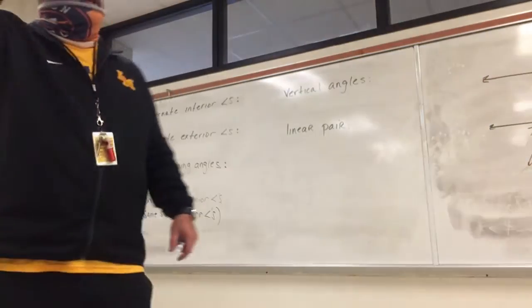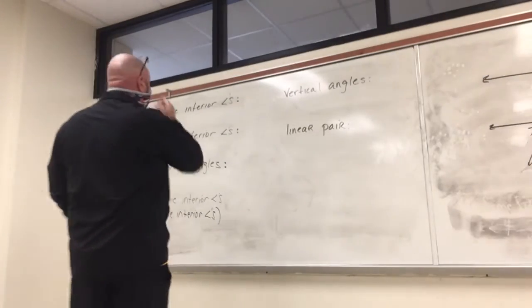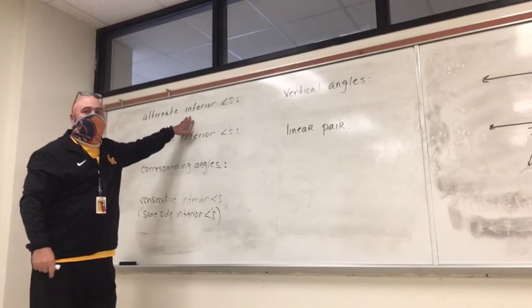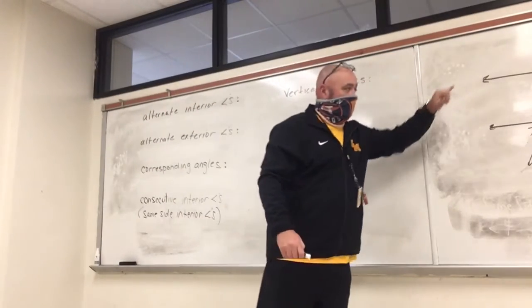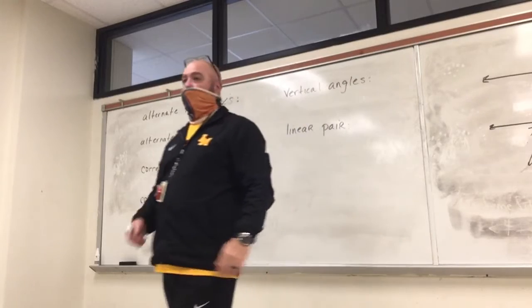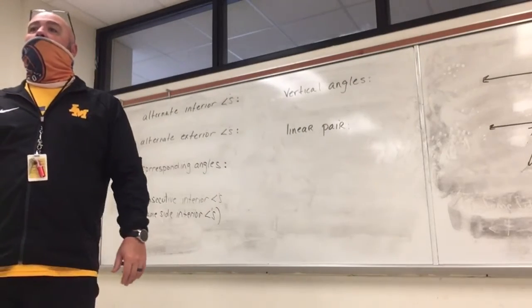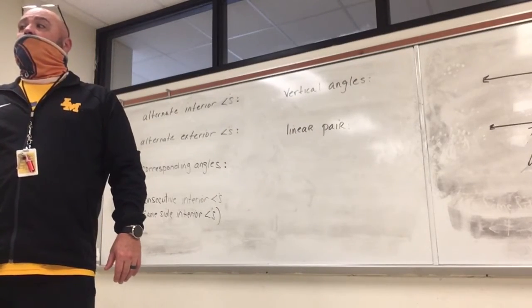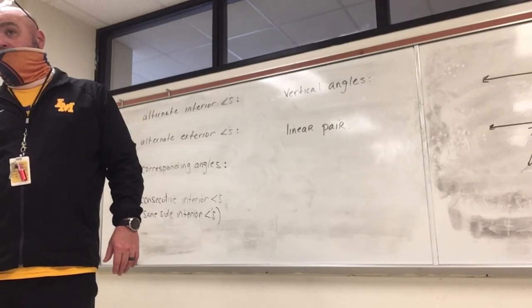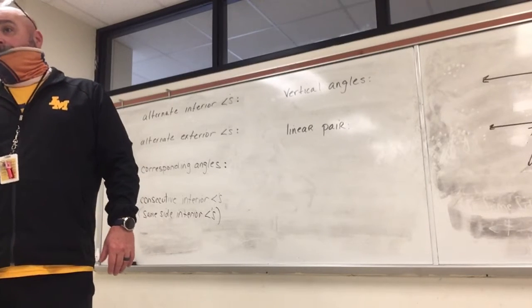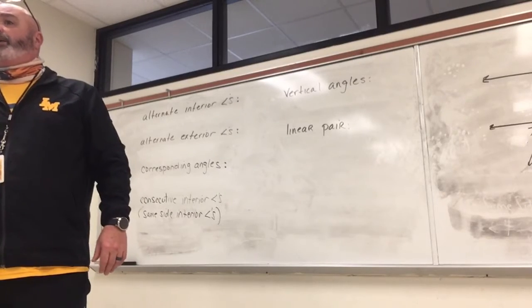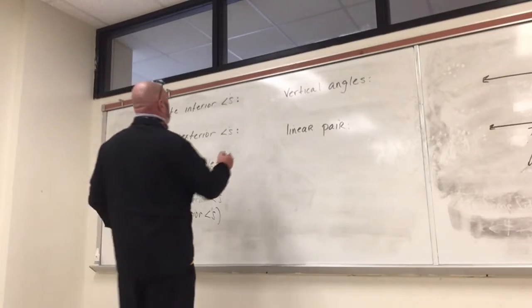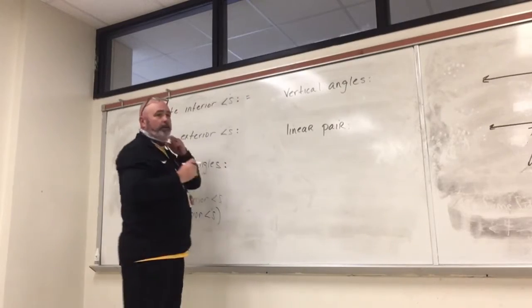All right, so we talked about alternate interior angles yesterday. They're on the inside of the parallel lines. Angle 4, angle 5, angle 3, angle 6. What do you know about alternate interior angles? They're on the inside, yes. They're catty corner, yes. But what else do you know about them? They're equal to each other.